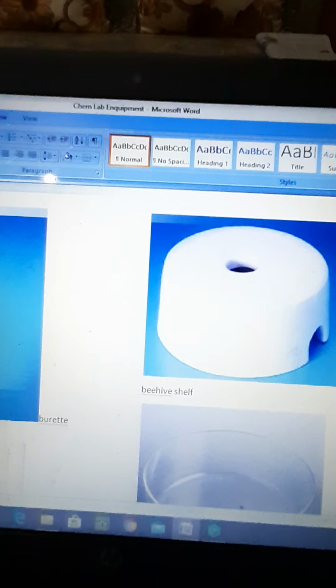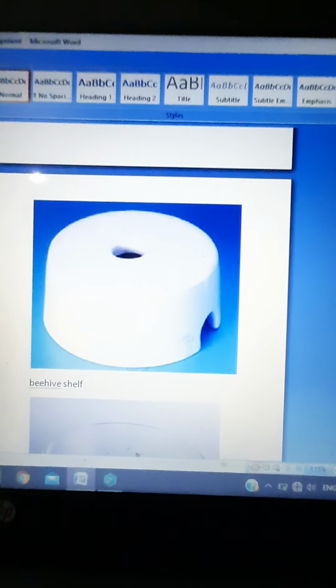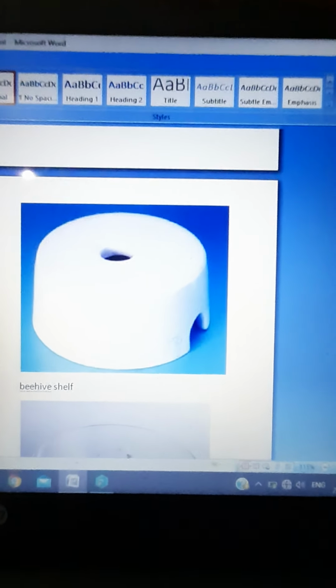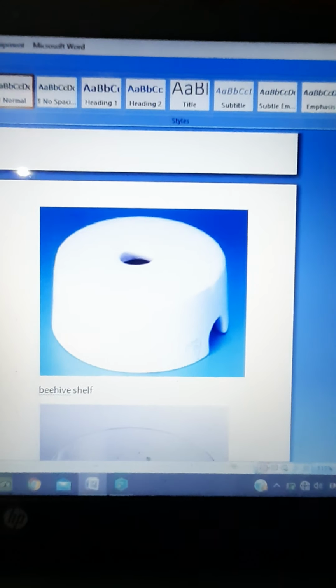Gas jar. This is interesting. During the experiment, sometimes smoke, gases or vapors are released when things are being heated up. So a gas jar is used to collect those vapors, condense them and use them or study them further. Mostly we cannot hold the gas jar above the experiment apparatus, so we use a beehive shelf like this one to hold the gas jar.